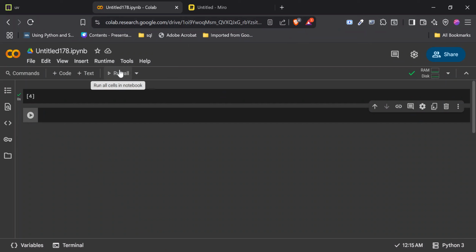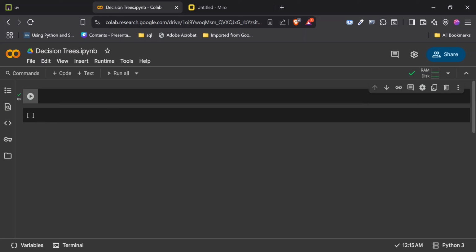So, let me just put that there. And like we've been doing, we are going to firstly cover the idea behind decision trees, and we'll come back to this Colab to see a quick implementation of decision trees using Sklearn.